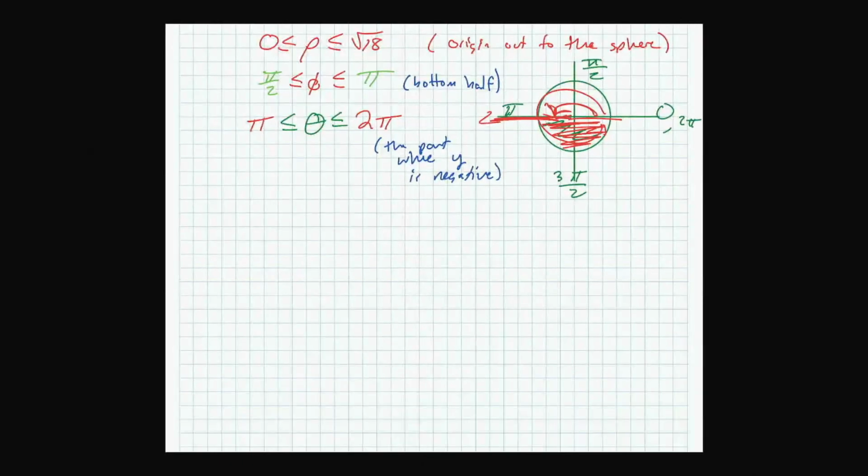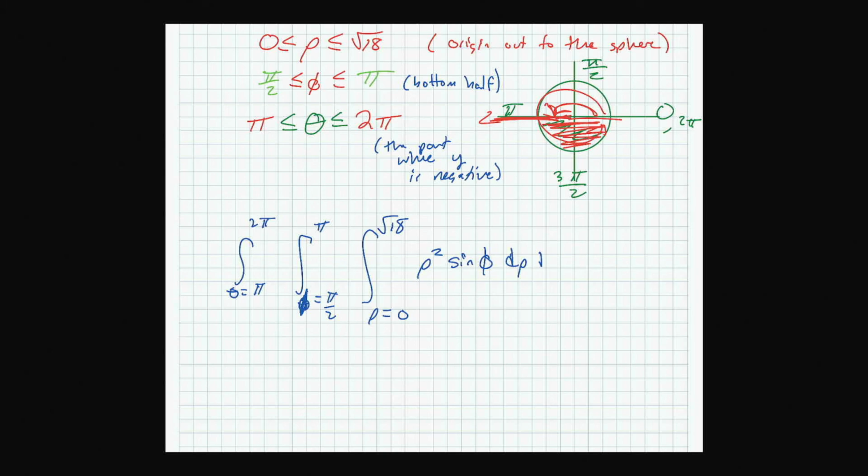Okay, and then once you have those down, of course, then you can just write out the integral, because you can go theta goes from pi to 2 pi, phi goes from pi over 2 to pi. I said rho, phi goes from pi over 2 to pi. Rho goes from 0 to square root 18. And then they say the volume, so the volume would be the dv, but that's rho squared sine phi d rho d phi d theta. And we can just calculate this.